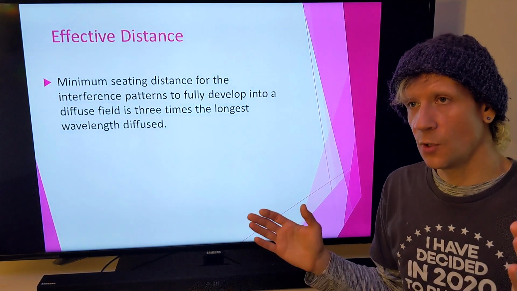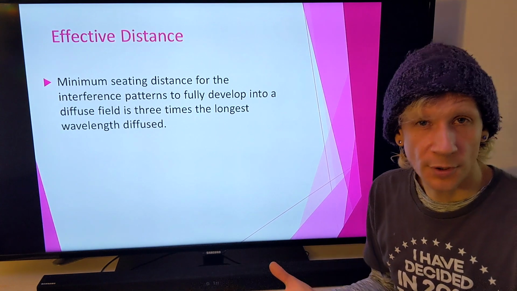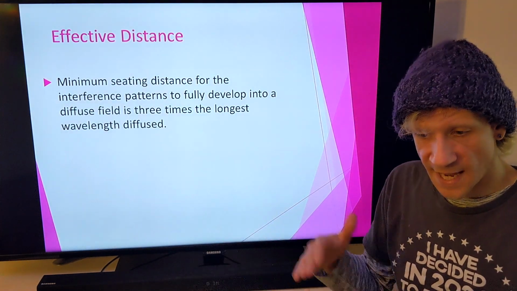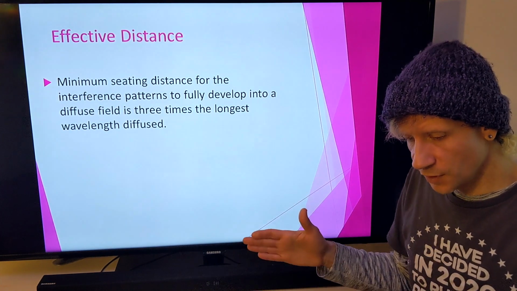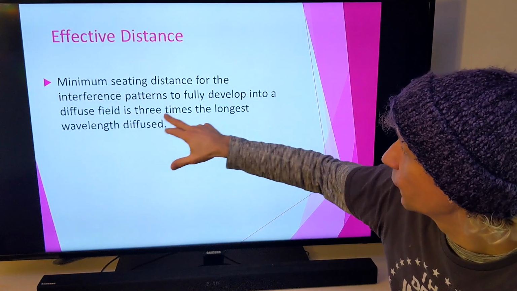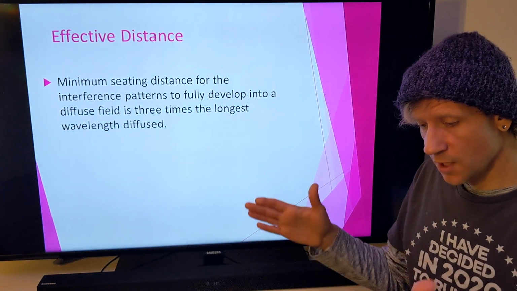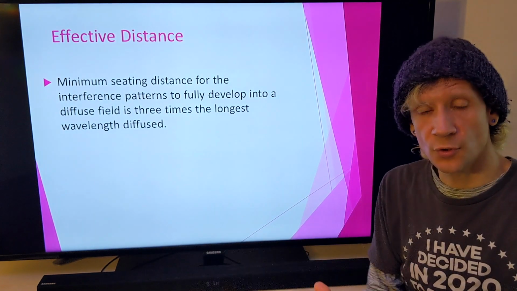So let's go back to what we just talked about. We designed a diffuser that was 500 hertz, right? For it to be effective down to 500 hertz. And so that means that the 500 hertz wave was 2 feet long, our diffuser was a foot deep, and has to be 3 times the longest wavelength diffused. If that wavelength was 2 feet, then that means we need to be 3 times that, or 6 foot away.